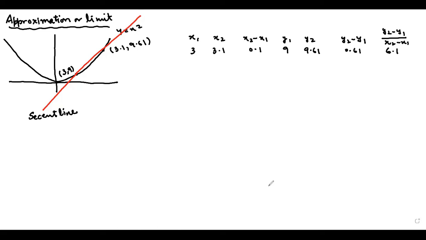Now we will move this point close to 3, 9. Now the new point is 3.01. The value of y is 9.0601, and the new secant line is this.